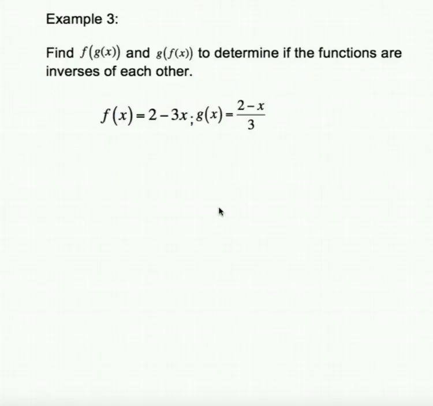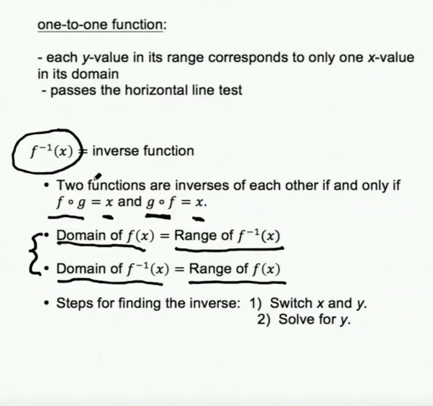For example 3, we're going to find f of g of x and then g of f of x to determine if the functions are inverses of each other. If you refer back to the notes that we took on the first slide, it shows us that two functions are inverses of each other if and only if, when you do the composition of f of g, you get x, and when you do the composition of g of f, you also get x. So back to our example, let's do both of those.